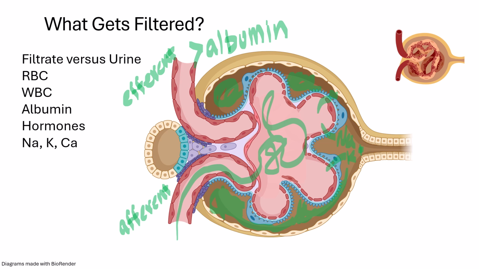Cations and anions will always be filtered into the filtrate by the glomerulus. But you have to remember, there will be adjustments that are made in the second capillary bed. And those adjustments could remove some of these cations or anions or hormones from the filtrate, and that would render them absent in the urine.